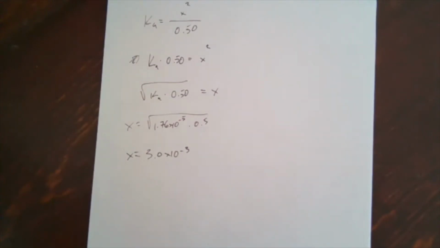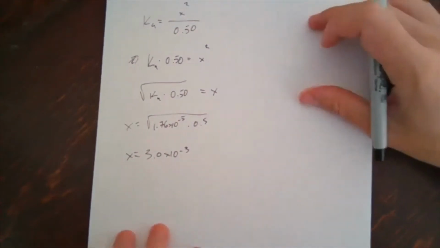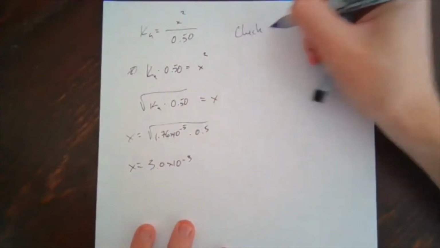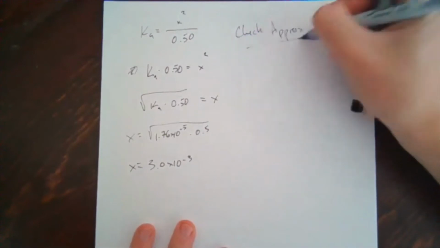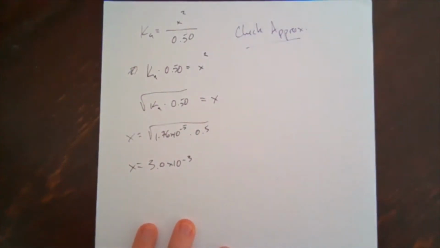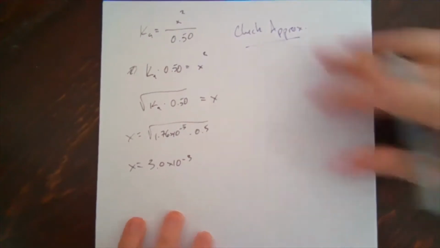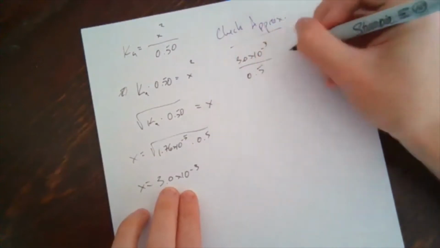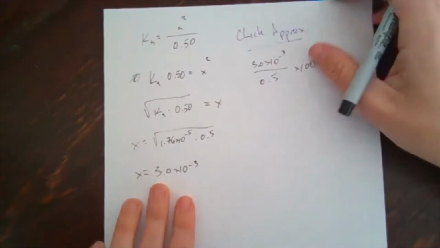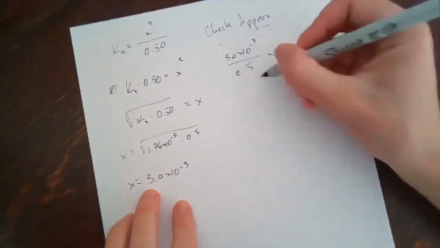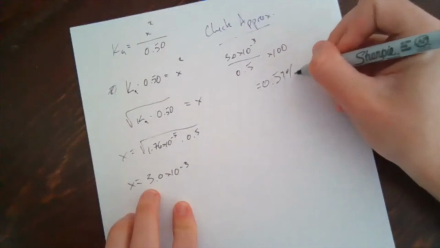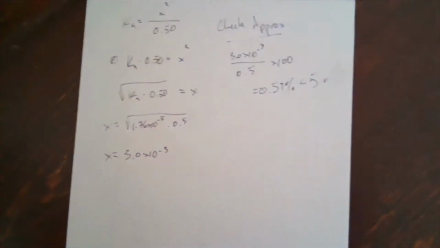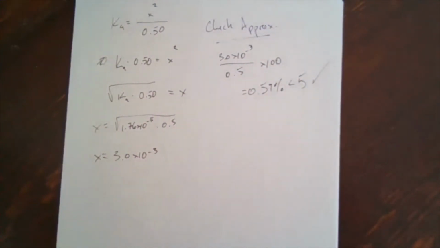One of the things that we want to do is check to make sure our approximation is valid. It's the change divided by the initial. So the change was the x that we had, 3.0 times 10 to the negative third, divided by 0.5 times 100. I'm just trying to figure out the percentage here. And I get 0.59%, which is less than 5%, which means my approximation checks out. For my approximation to be valid, it needs to be less than 5%.